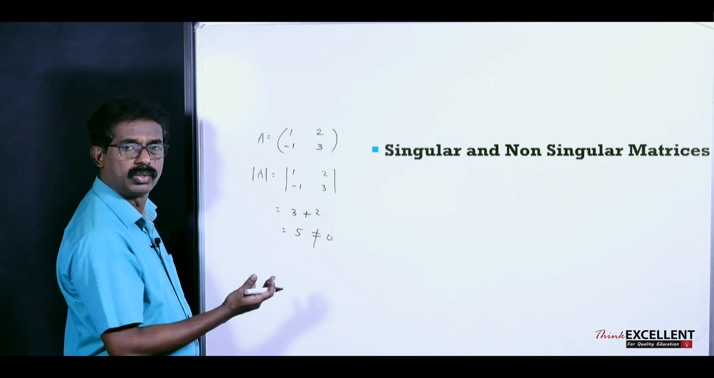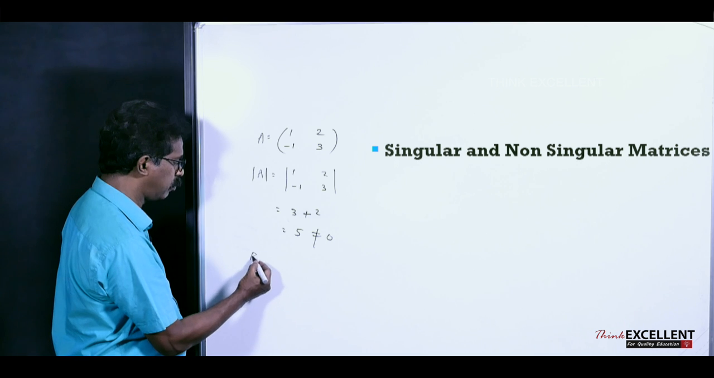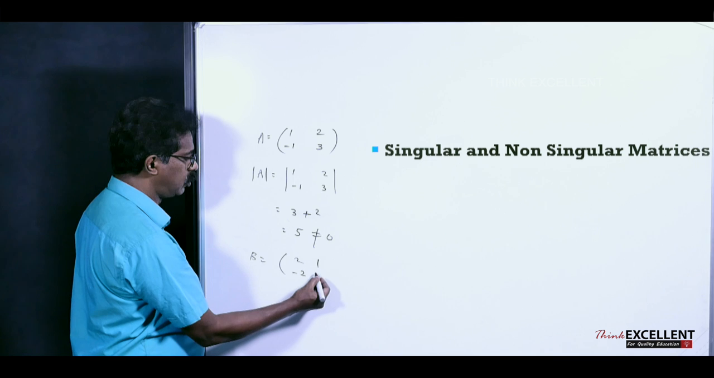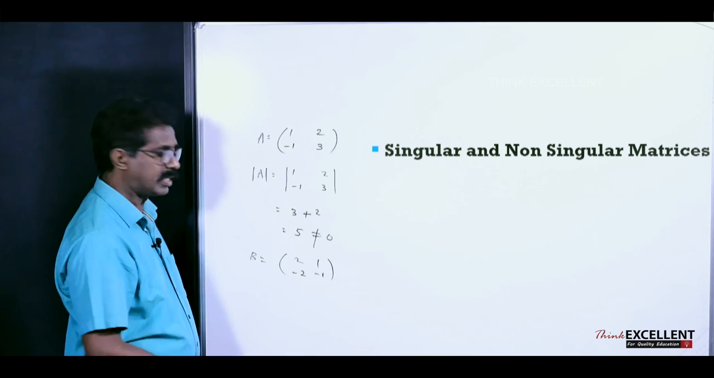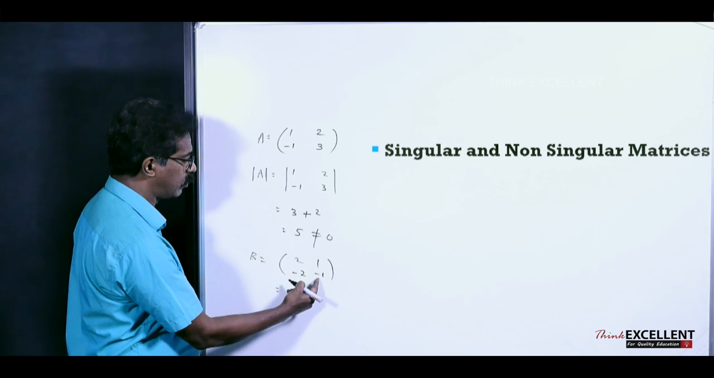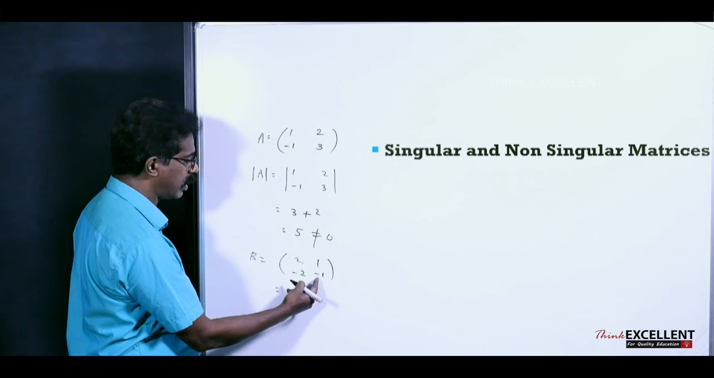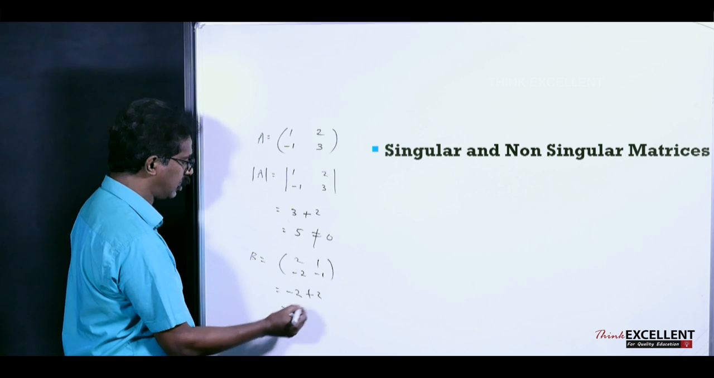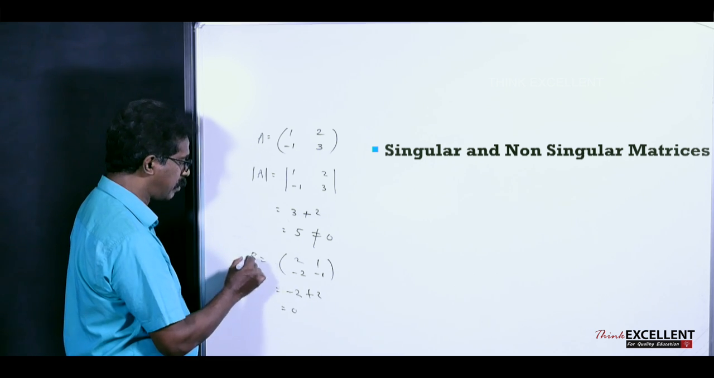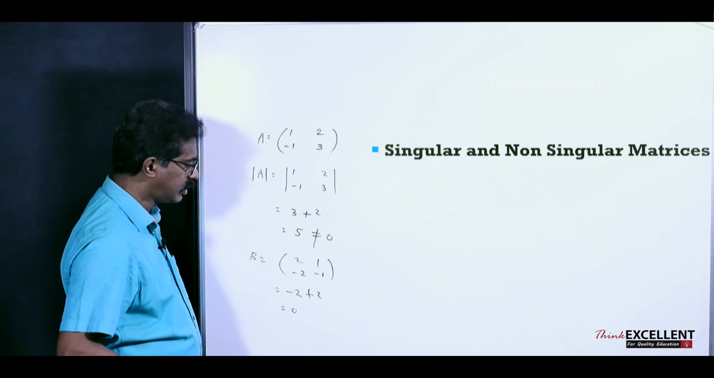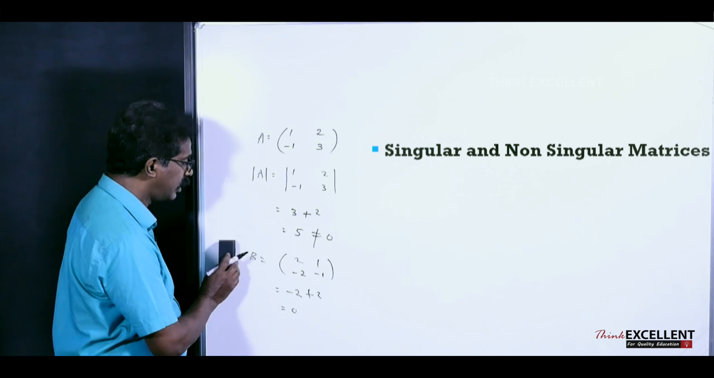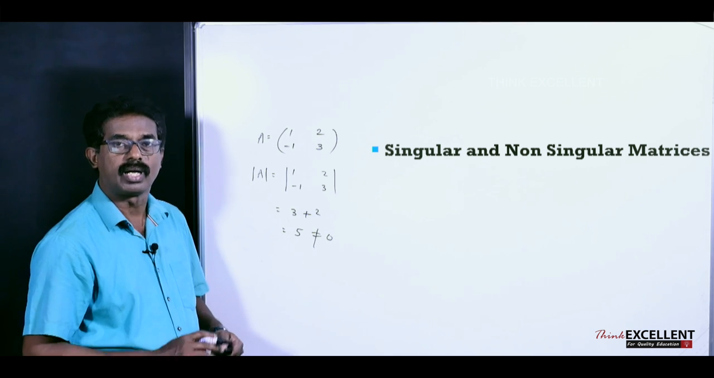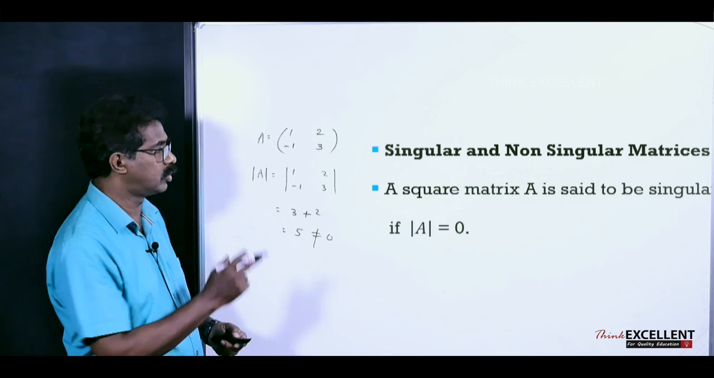If your answer is 0, suppose you take some other determinant, I am taking B is equal to 2, 1, minus 2, minus 1. If you expand, what do you get? 2 into minus 1, what is that? Minus 2. Then minus of 1 into minus 2, so plus 2. So the answer is what? 0. So you convert the matrix into a determinant and expand, right? If the determinant value is 0, it is singular. If the determinant value is not equal to 0, we say it is what? Non-singular.